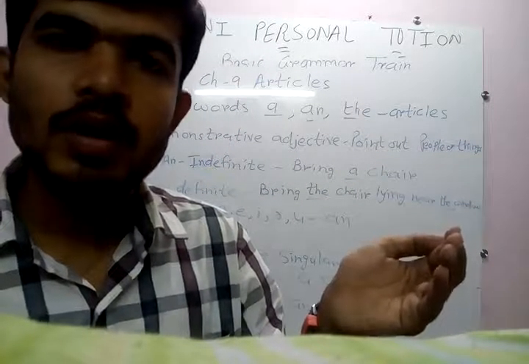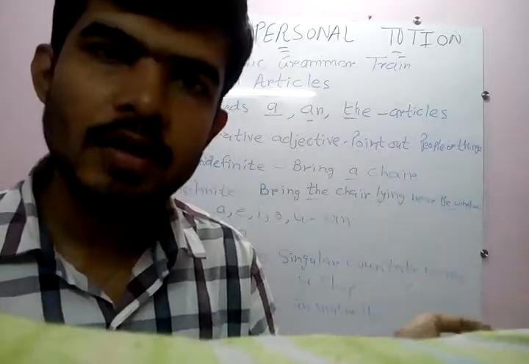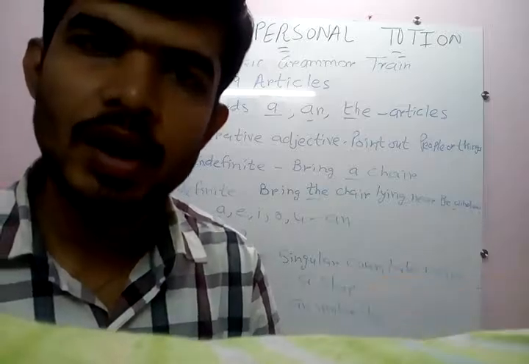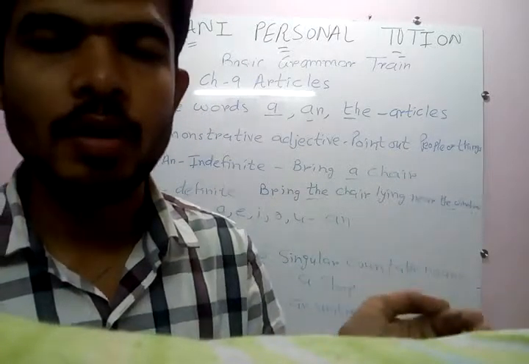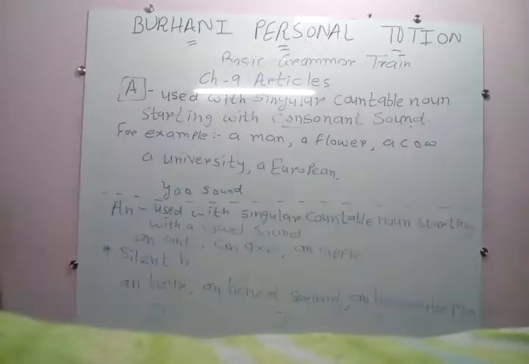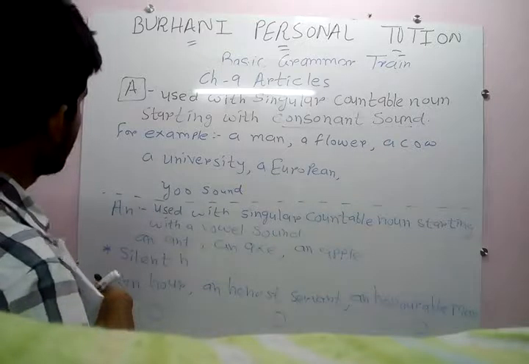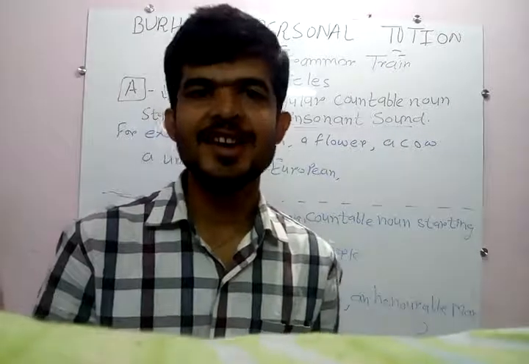Okay, now we learn about each article. A is used before a consonant sound, an is used before a vowel sound. We learn about a, an and the in detail, okay, one by one. Now we learn first about the indefinite articles a and an.